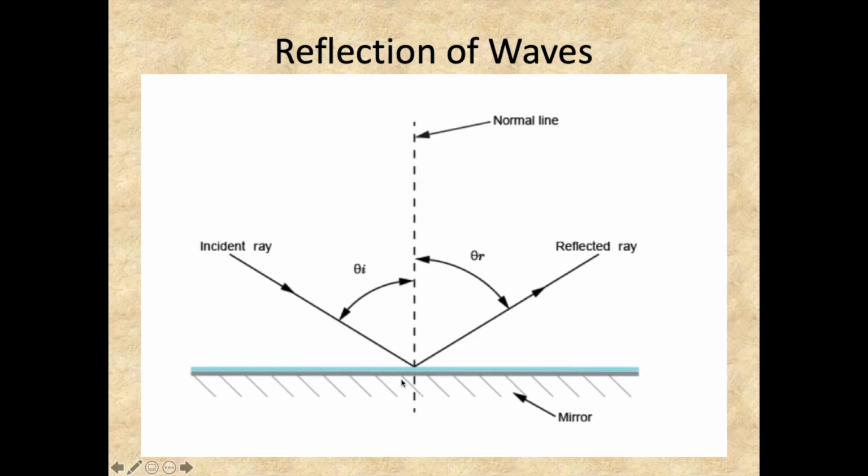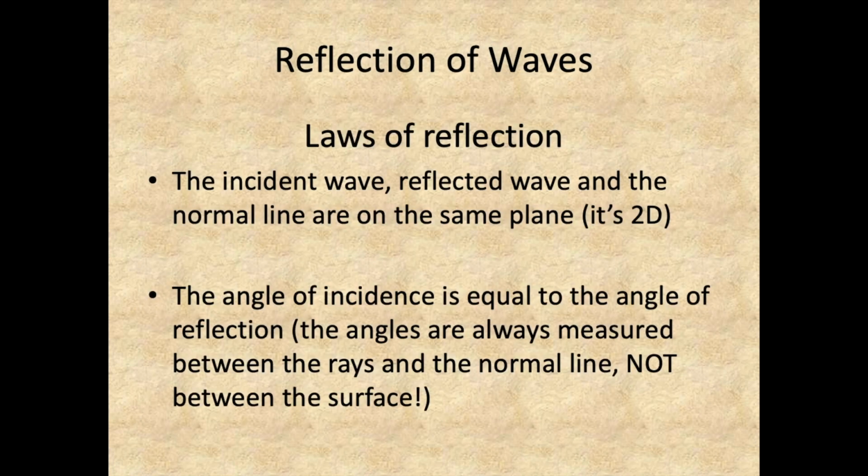How reflection works is basically shown in this diagram. If this is the mirror, the perpendicular line to the mirror at the point of incidence is called the normal line, incident ray, and the reflected ray. The rule is that the angles measured between the incident ray and the normal and the reflected ray and the normal are equal, as you saw in the demo that I showed you before.